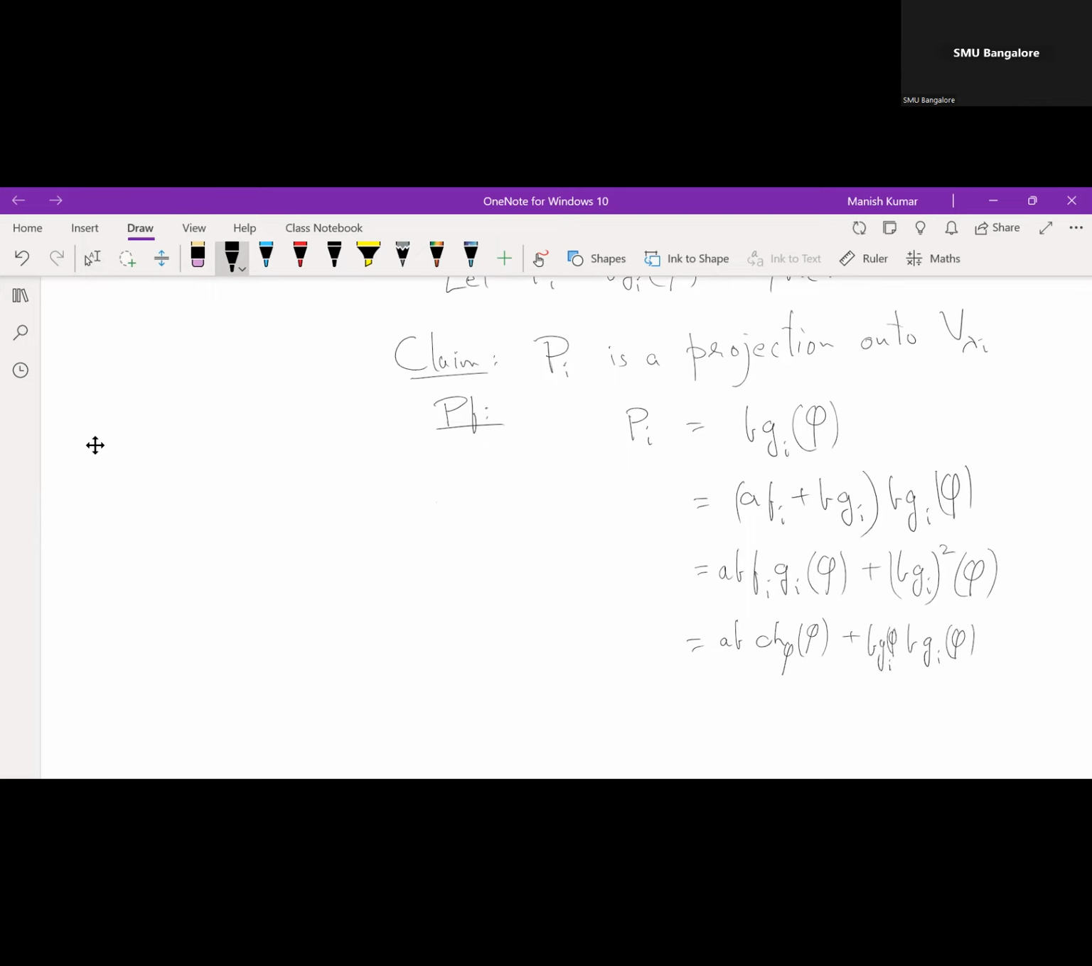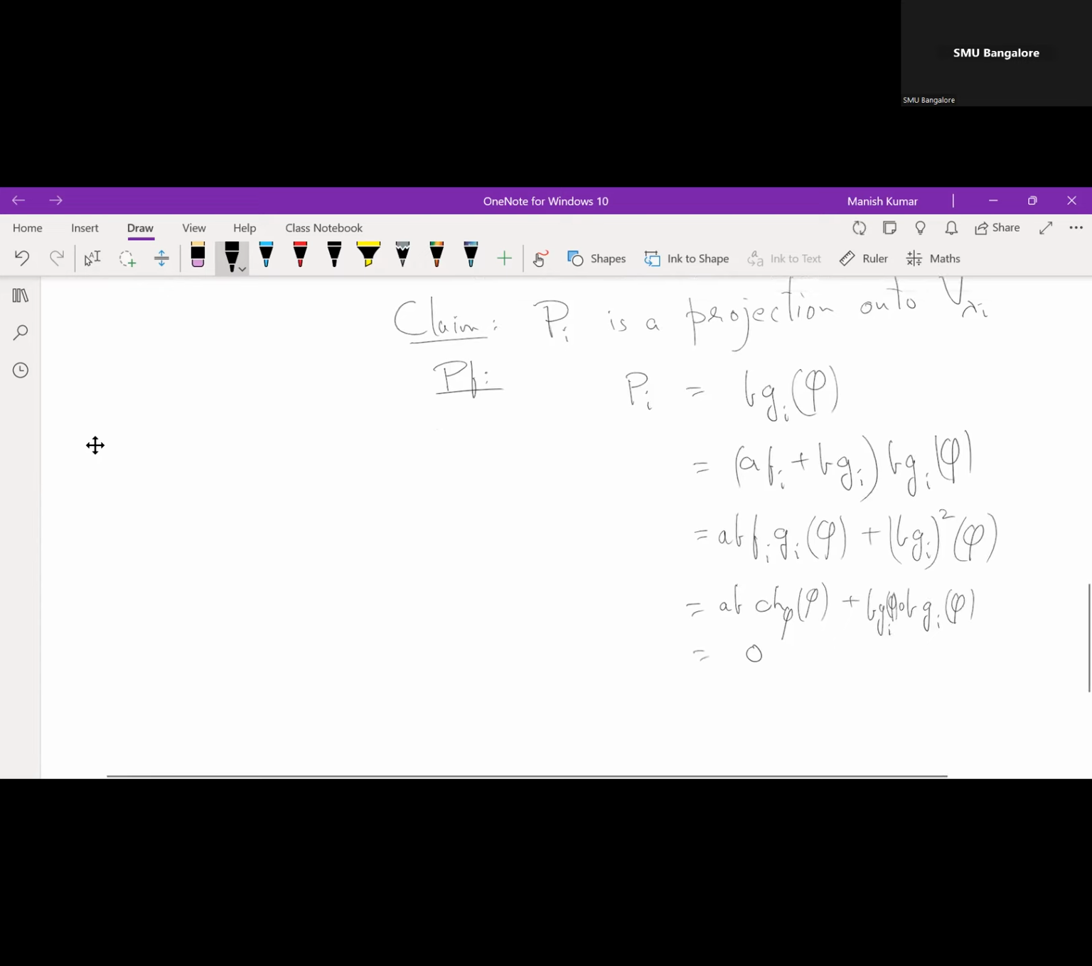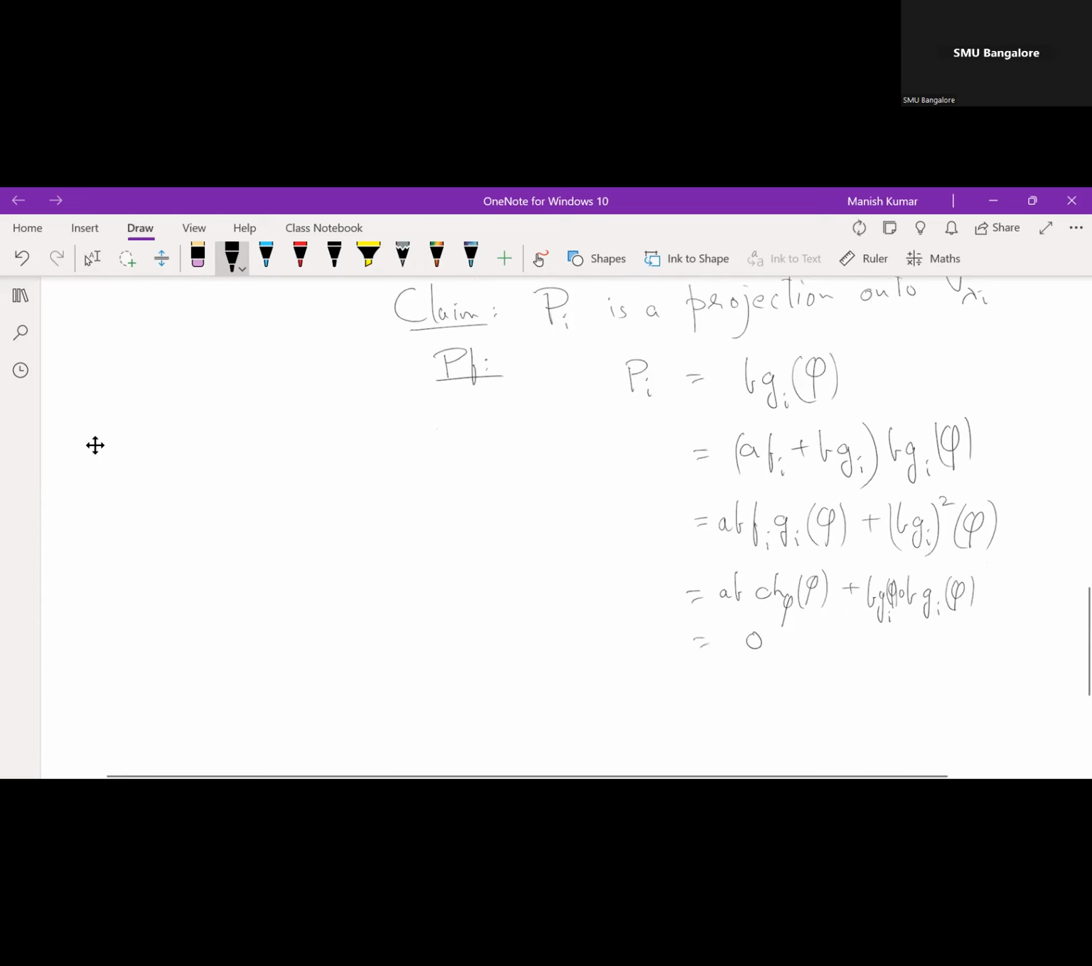And the characteristic polynomial of phi evaluated at phi is 0 by Cayley-Hamilton, and this is precisely pi square. So we see that pi square is the same as pi. We did it in some abstract way, but we got that pi square is pi. So we see that pi is a projection.